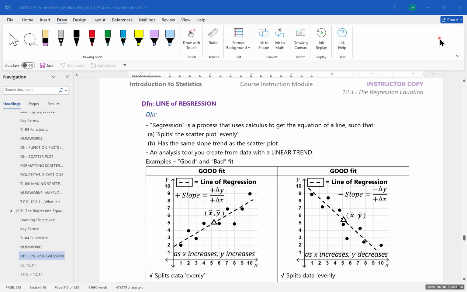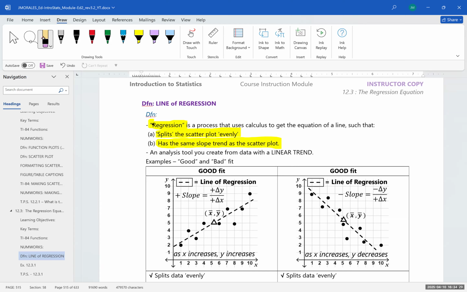So to do that, we're going to look at this definition of a line of regression. So what is regression? Regression is a process that uses calculus to get the equation of a line such that the line splits the scatter plot evenly and has the same slope trend as the scatter plot. So it's an analysis tool you create from the data with a linear trend.